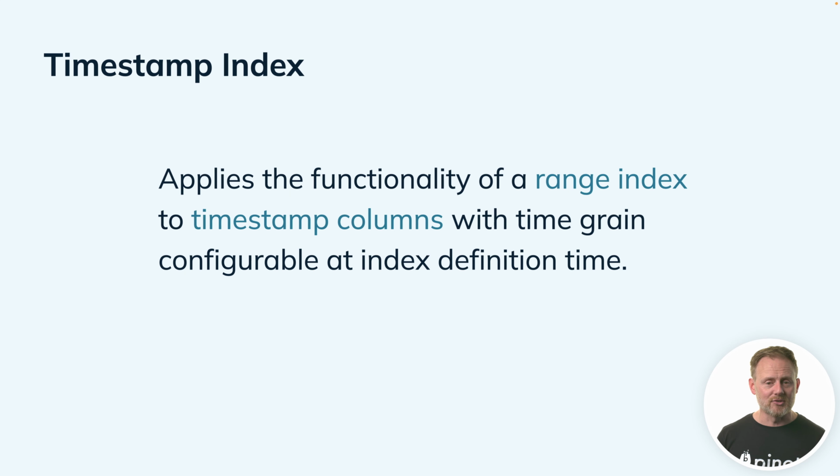The timestamp index is really a lot like the range index, just works with timestamp fields. And instead of specifying anything about a range, we just specify a time grain, and it expects to parse that date time field according to that grain. So we can build a timestamp index with grains of milliseconds or seconds or minutes, hours, days, whatever grain makes sense for our data and the kinds of queries we want to run.